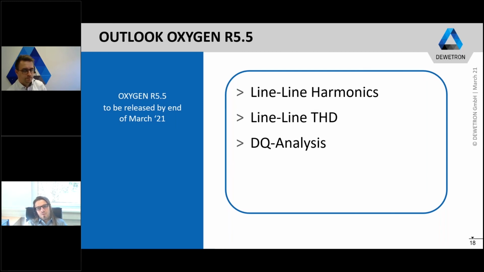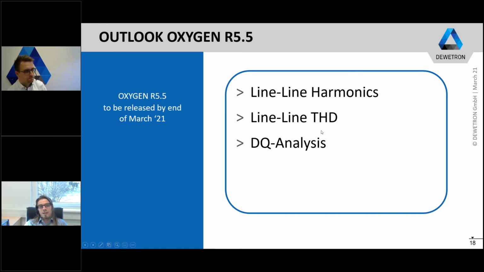And especially for the power customers, we have 3 major features included. At first, we will also automatically calculate the line-to-line harmonics for voltage and current signals. At the moment, when we talk about harmonics, we always mean the neutral line harmonics. But as the line harmonics become more important, again and again, we will also include the line harmonics and the line total harmonic distortion as well, and not only the line neutral total harmonic distortion.